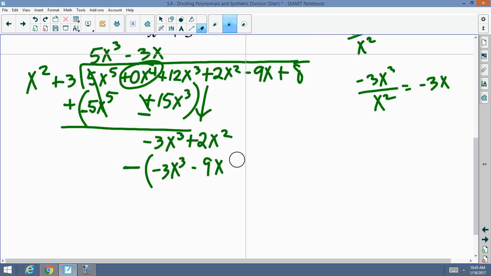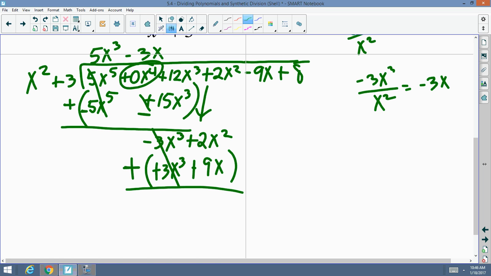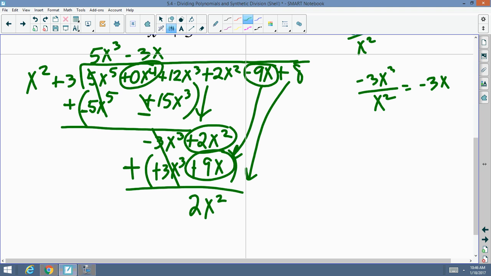Okay, distribute the negative. That cancels. Now pay attention here. I've got a 2x squared and a 9x. Can I add those up together? No. So I drop down my 2x squared, but guess what? What's this negative 9x plus this 9x? 0. So I drop down my 8.